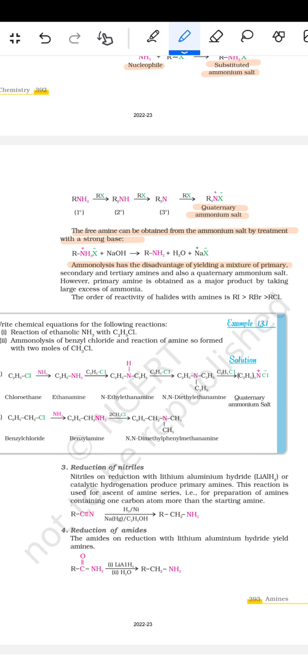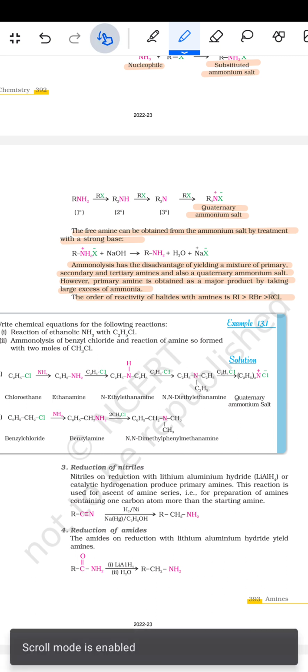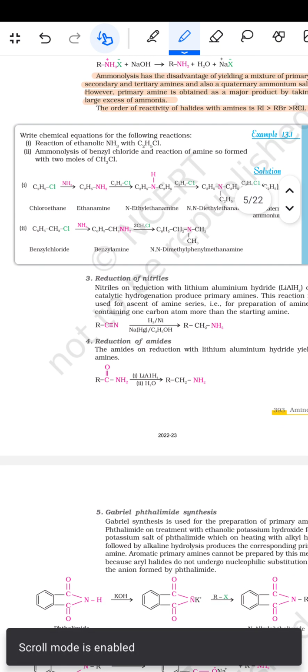Ammonolysis has the disadvantage of yielding a mixture of primary, secondary and tertiary amines and also a quaternary ammonium salt. However, the primary amine is obtained as a major product by taking a large excess of ammonia. The order of reactivity of halides with amines is RI greater than RBr, and RBr greater than RCl.